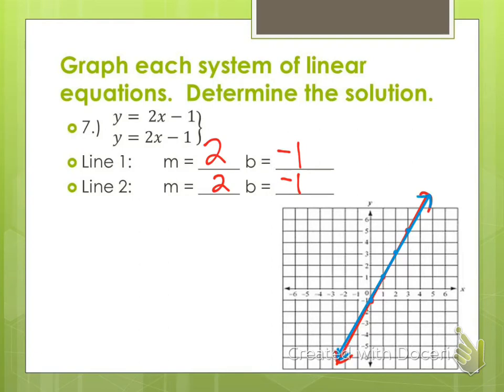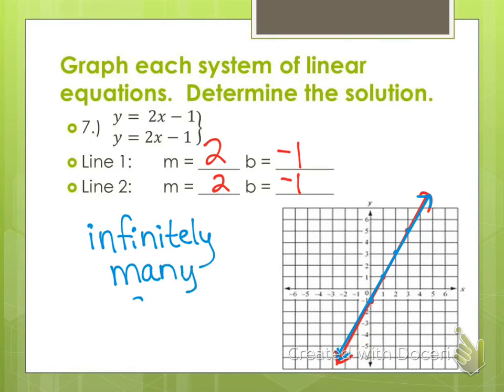Same exact line. Does anybody remember or can look back in their notes about what that means, Shannon? There are infinitely many solutions. Every single point on that line is a solution. That line extends on and on forever and ever. So there are infinitely many solutions.